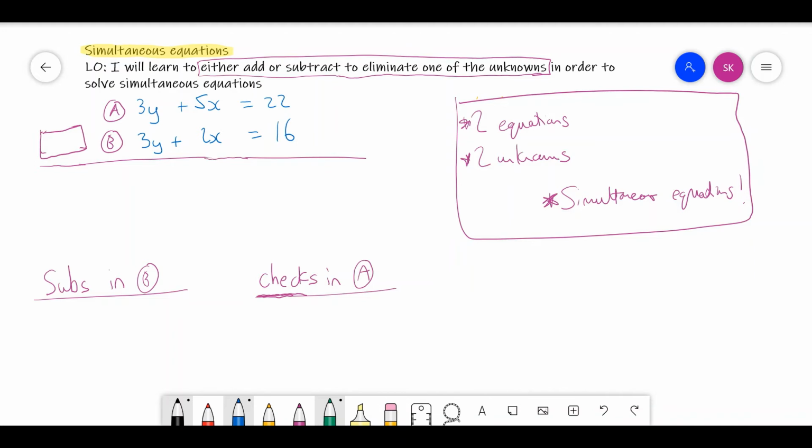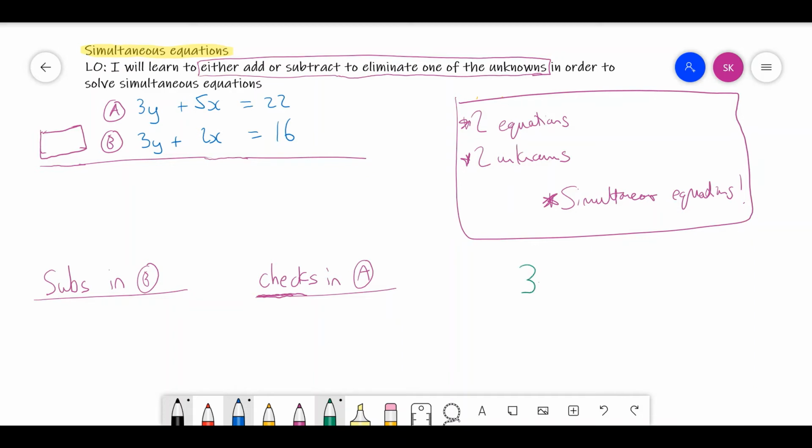The first question I ask myself is, am I trying to eliminate the y's or the x's first? The one you eliminate first is the one that has the same number in front of both unknowns. The x's have a 5 and a 2 in front of them, so we're not going for those. The y's have a 3 in front of them, so that is what we're going to target to eliminate. And when there's no sign in front of both of them, we know they're both positive.